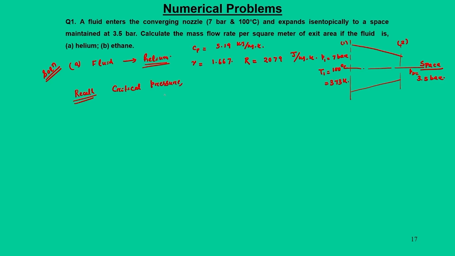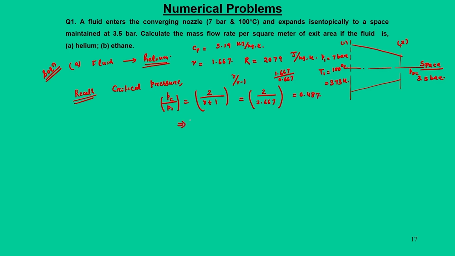So, the expression for critical pressure we can say Pc by P1 is equal to (2 by gamma plus 1) to the power gamma by gamma minus 1. So, by putting these expressions we say it is (2 by 2.667) to the power 1.667 divided by 0.667.